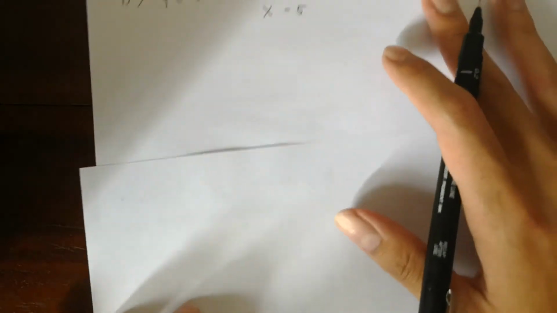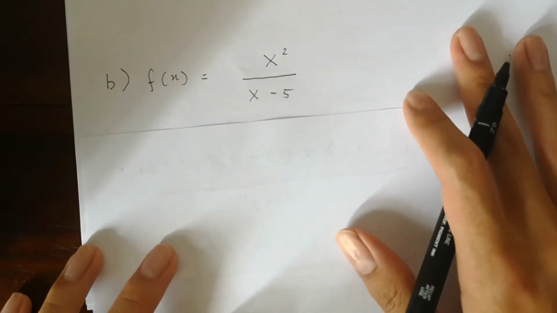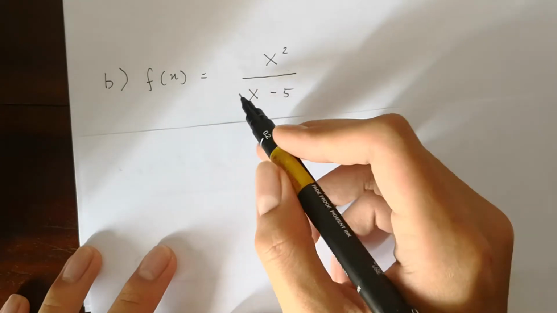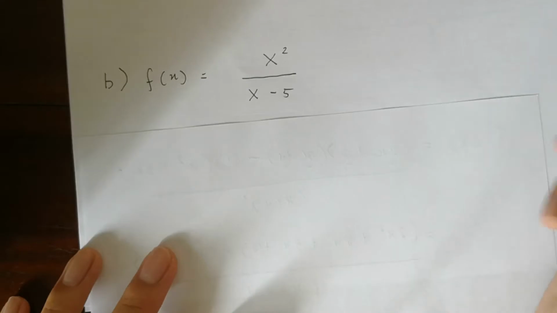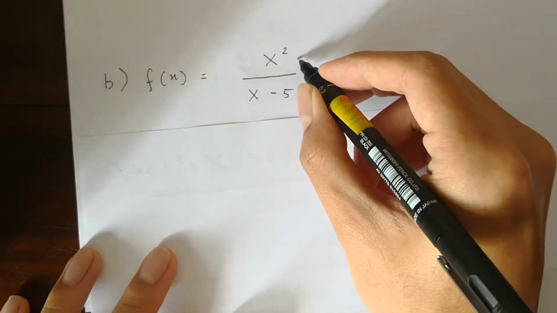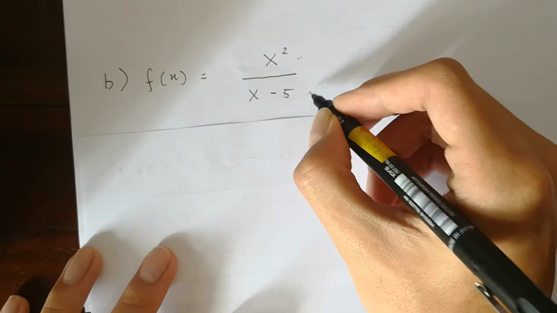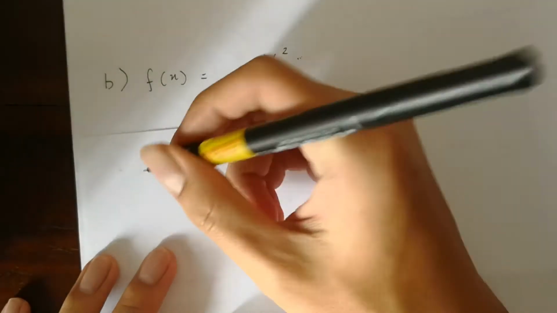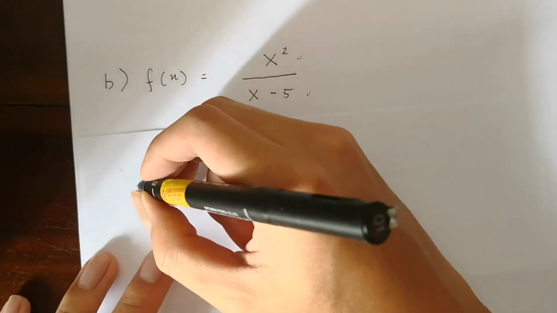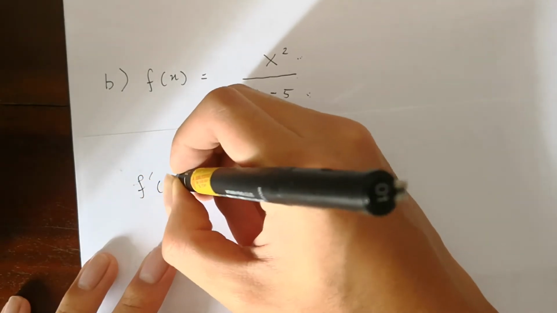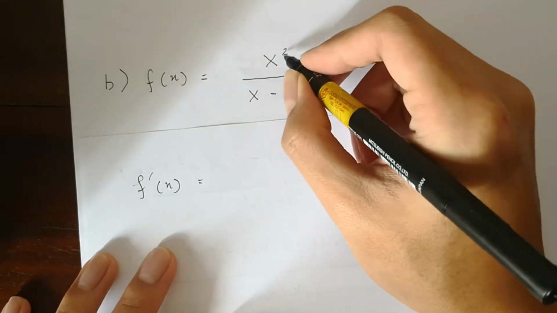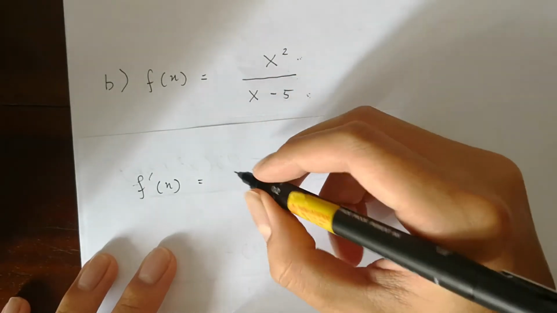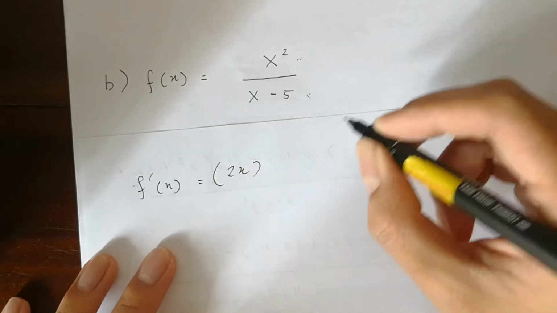Now part B. In part B you get a function f(x) equal to x squared over x minus 5. So x squared is the numerator and x minus 5 is the denominator, which you all should know. To find the derivative of f(x), f prime x is equal to: the derivative of x squared, you bring the 2 down and take the power by 1, so you get 2x.